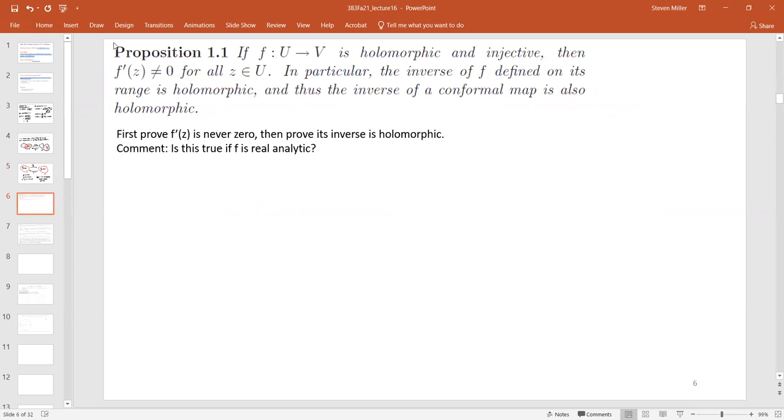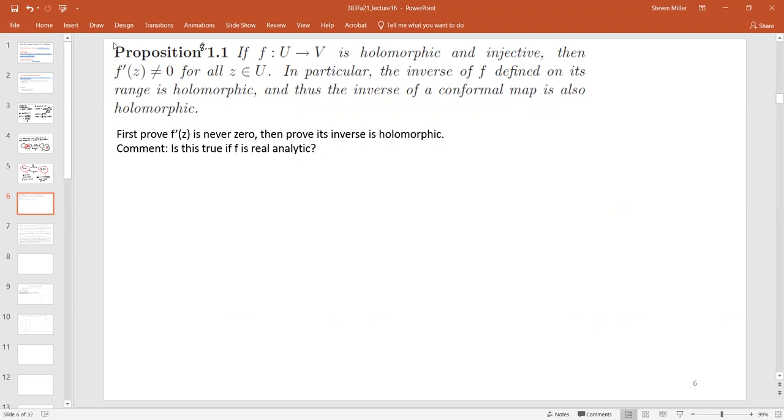So here is the first proposition. Again, I don't like the notation, because when you see proposition 1.1, you have no idea which chapter this is from. This is from chapter 8. So it's really proposition 8.1.1. Let f be a holomorphic and injective function from U to V.